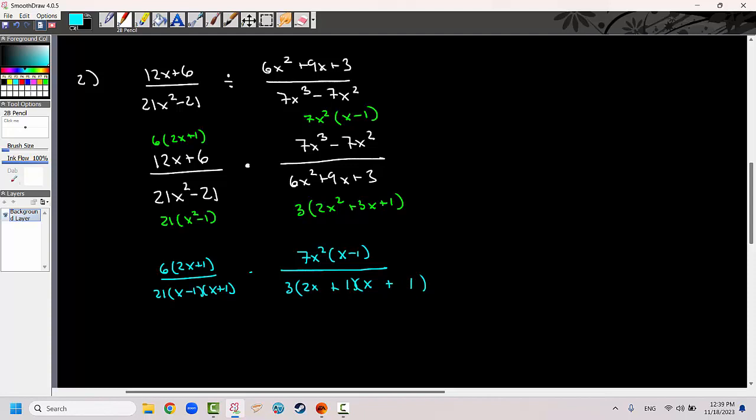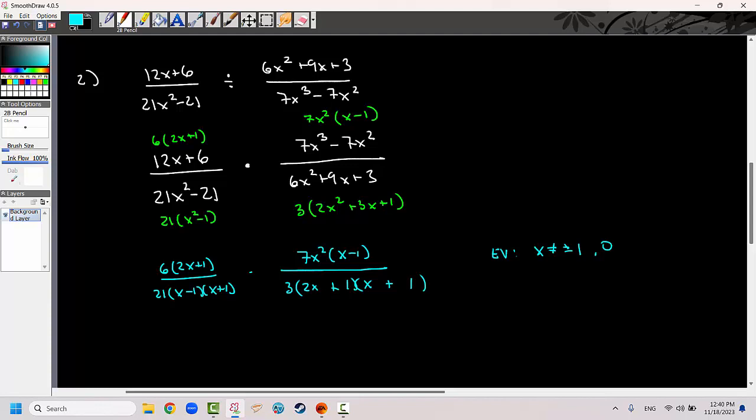Okay, so let's talk excluded values. We were dividing, which means they will come from the bottom of the left and the whole shebang of the right. Hopefully we remember that. So the excluded values are going to be x cannot equal plus or minus 1. I got that from the bottom left. From the top right, the 1 is already covered, but x cannot equal 0 because of the x squared here.